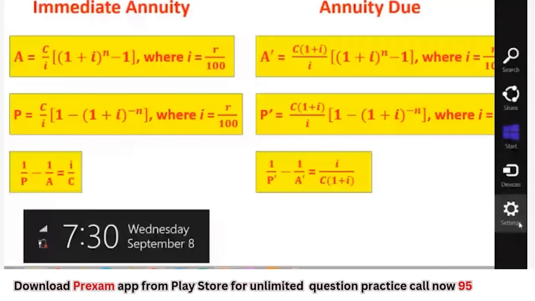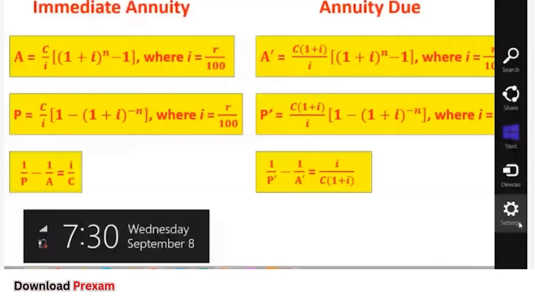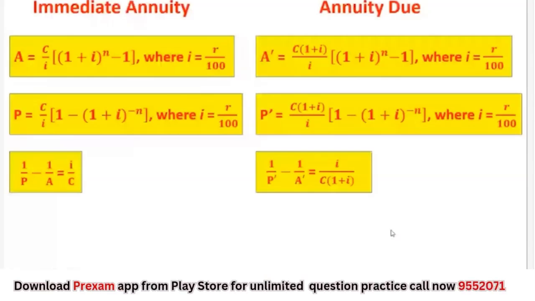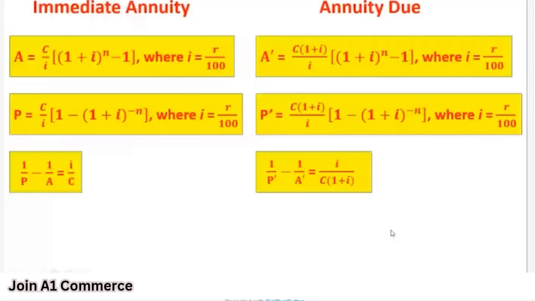I'm not revising these formulas today. You know, I hope, all the 6 formulas, right? Look at all the 6 formulas, dear student. In every formula, the 6 formulas, is C present in every formula? C, that is annuity. Is it present in every formula? In all 6 formulas, C is present.